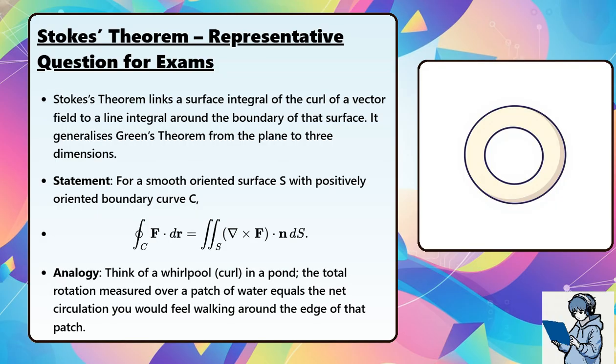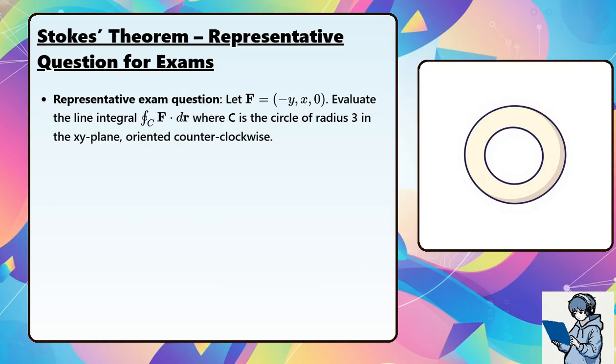The total rotation measured over a patch of water equals the net circulation you would feel walking around the edge of that patch. Representative exam question: let F equal (−y, x, 0). Evaluate the line integral around C of F dot dr, where C is the circle of radius 3 in the xy plane oriented counterclockwise. A solution using Stokes.